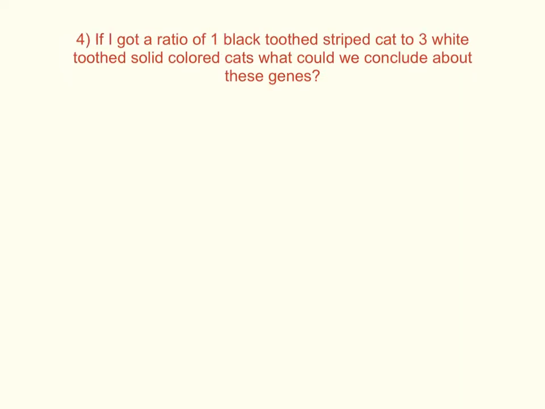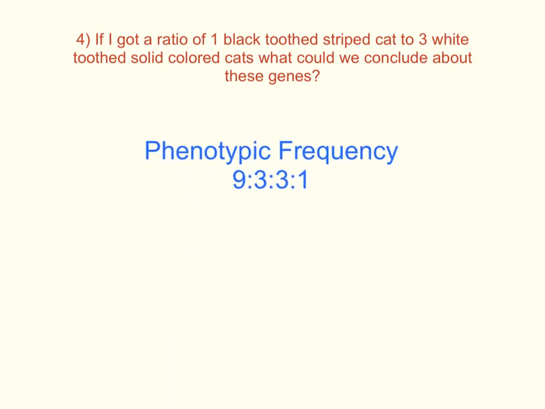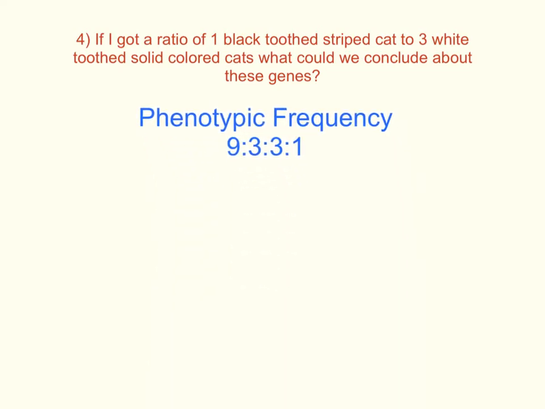All right, so the next question is, if I got a ratio of 1 black-toothed striped cat to 3 white-toothed solid-colored cats, what can we conclude about these genes? So I want you to take a minute to think about this. This is the normal phenotypic frequency that we should see. This is what we calculated in the last question. But for some reason, when we actually did the cross, we're seeing something a little bit different. For some reason, these two in the middle aren't showing up. So go ahead and take a minute to think about why that could be.